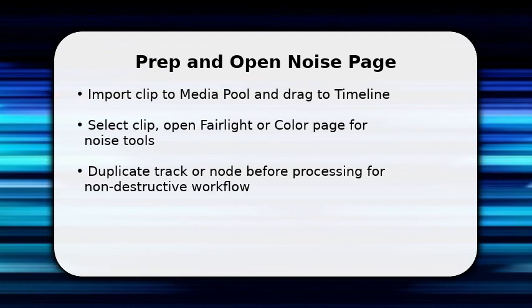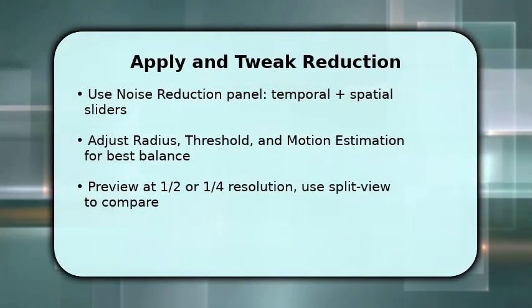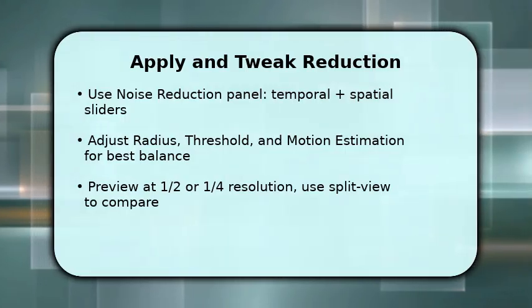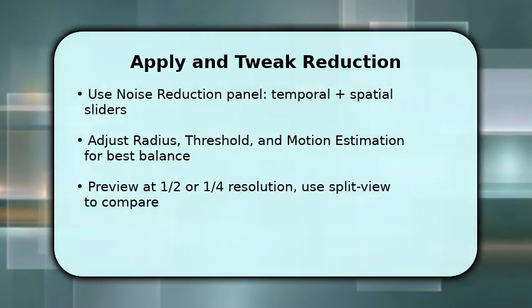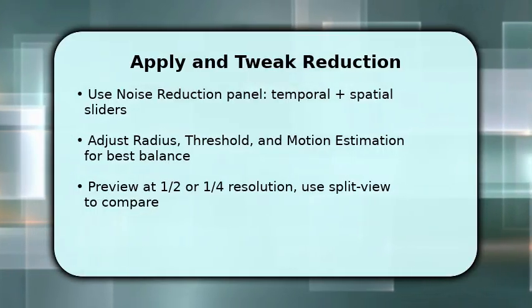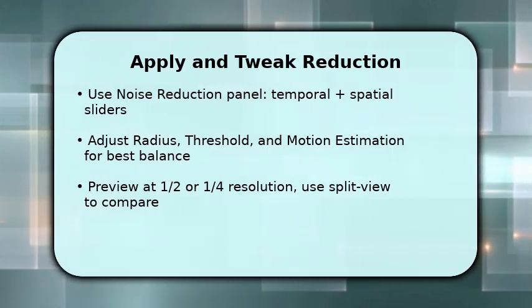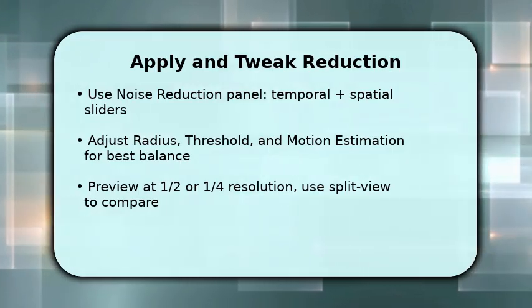Now you apply the core noise reduction. In color, use spatial and temporal NR controls. Increase radius slowly while lowering threshold to retain detail. Once done, toggle motion estimation and change its quality to reduce artifacts. Higher settings are heavier but cleaner. Make sure to compare before/after using split view and play several seconds to catch flicker.